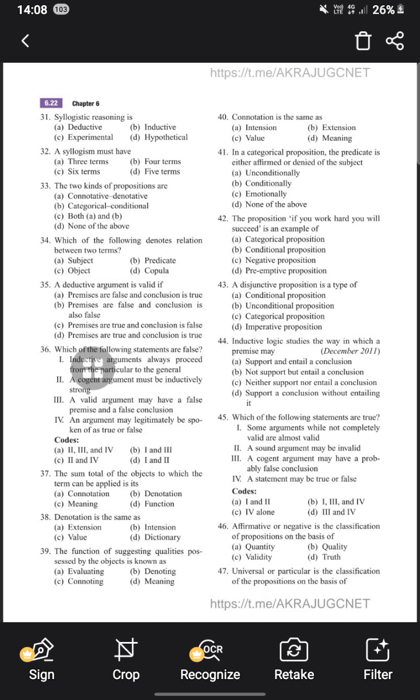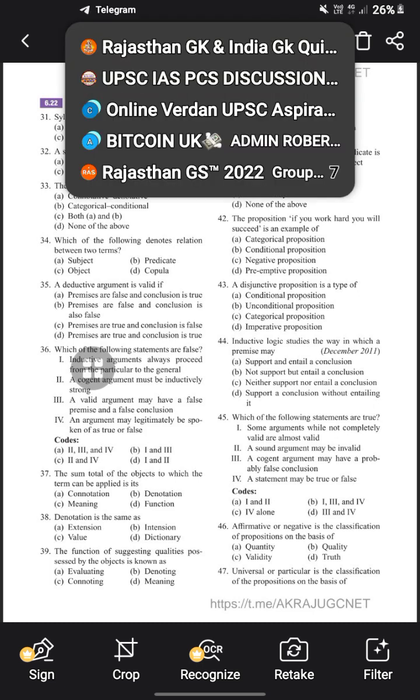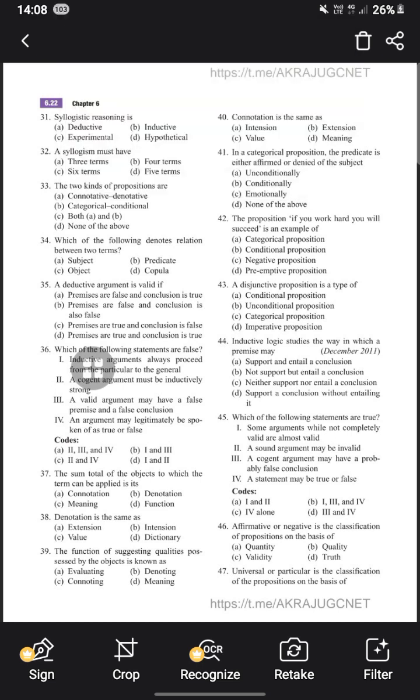In a categorical proposition, the predicate is either affirmed or denied of the subject. 41 is A, that is unconditionally. So the predicate is either affirmed or denied of the subject unconditionally. The proposition, if you work hard you will succeed, 42 is B, that is a conditional proposition.